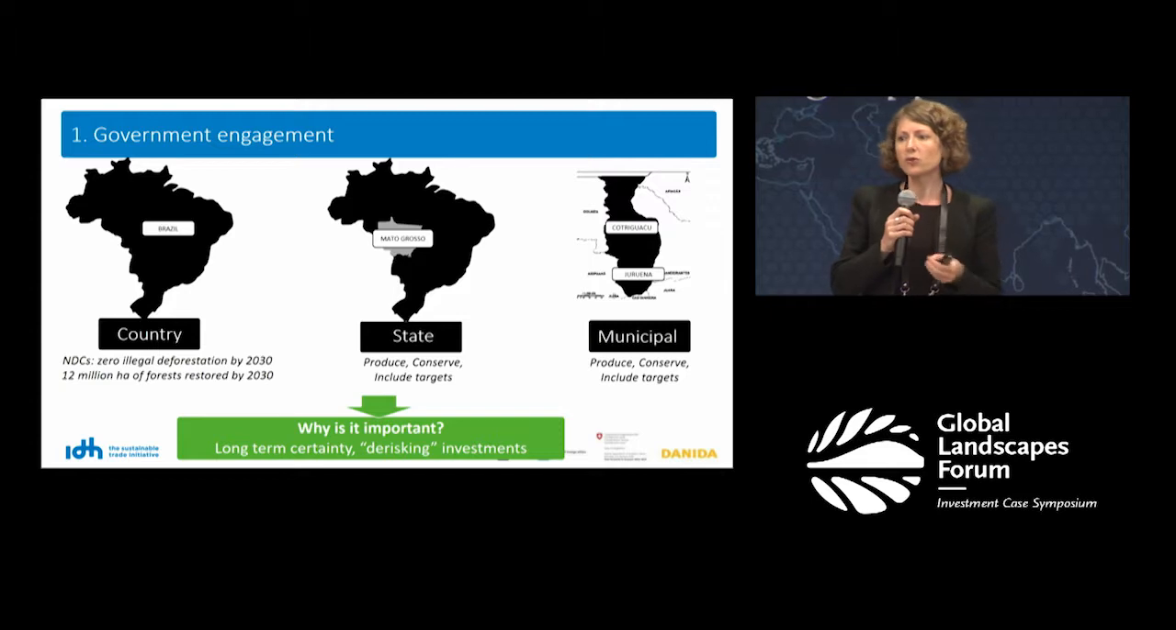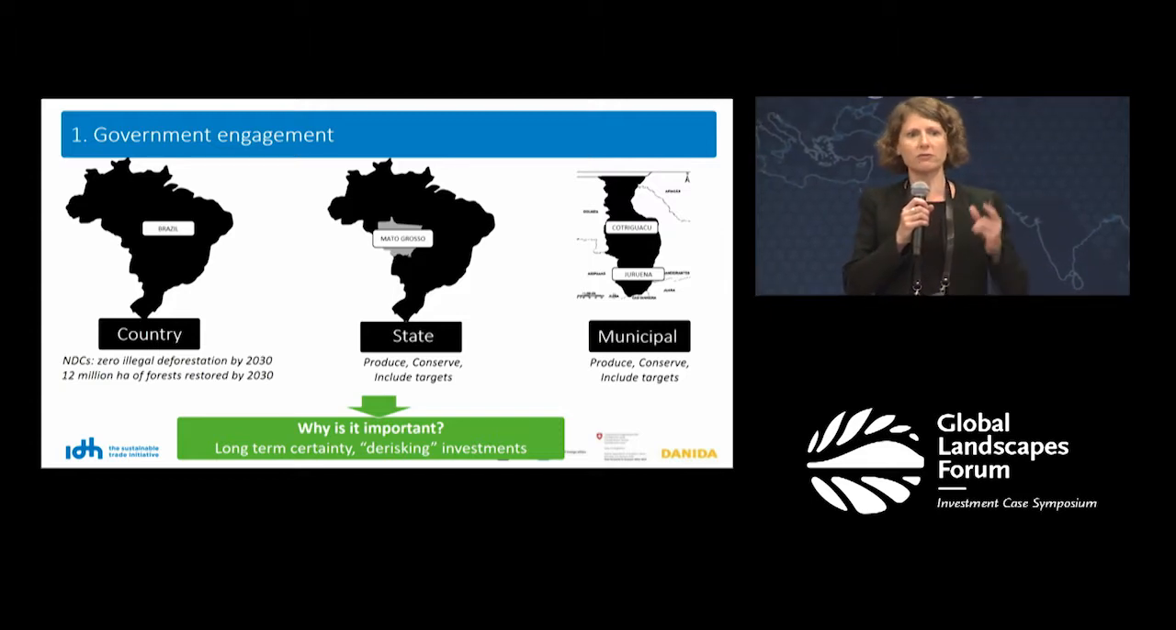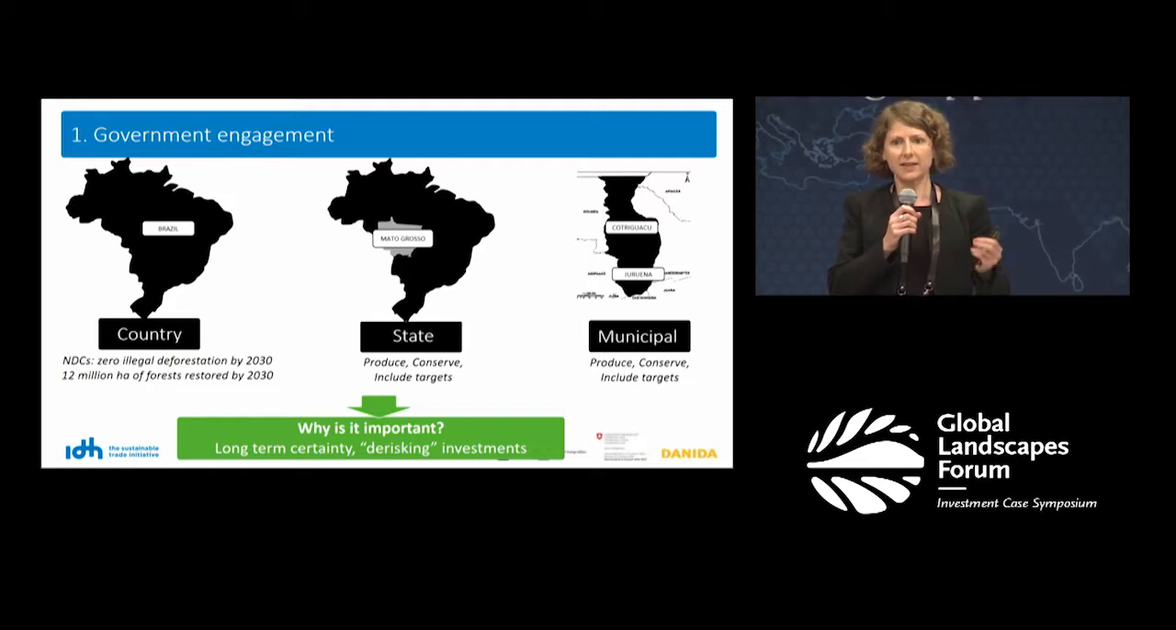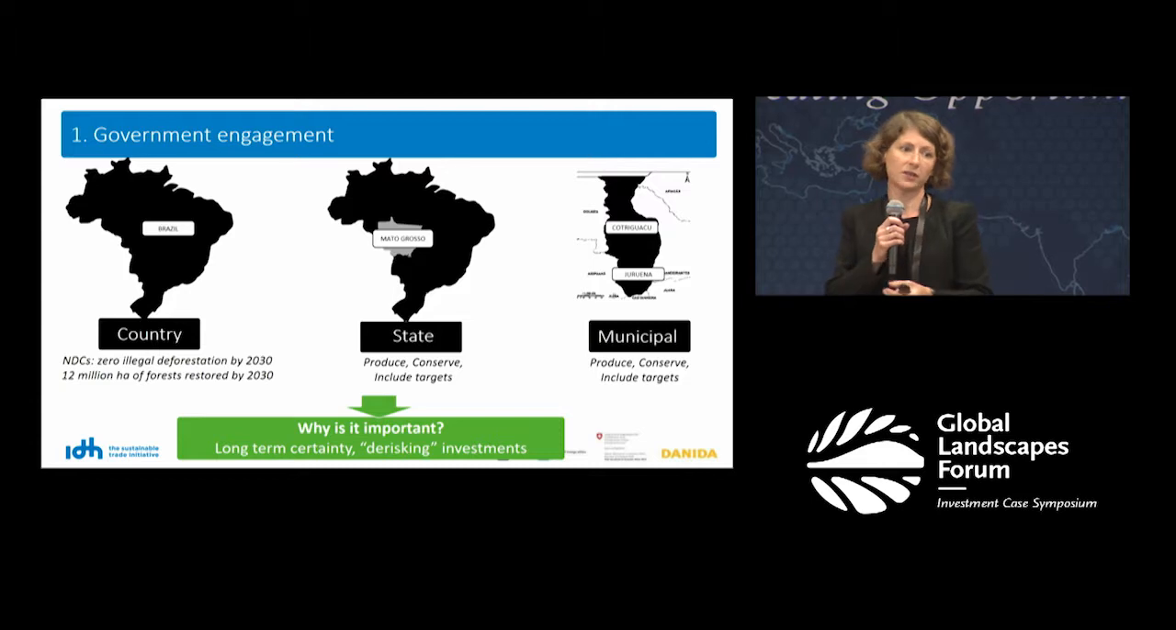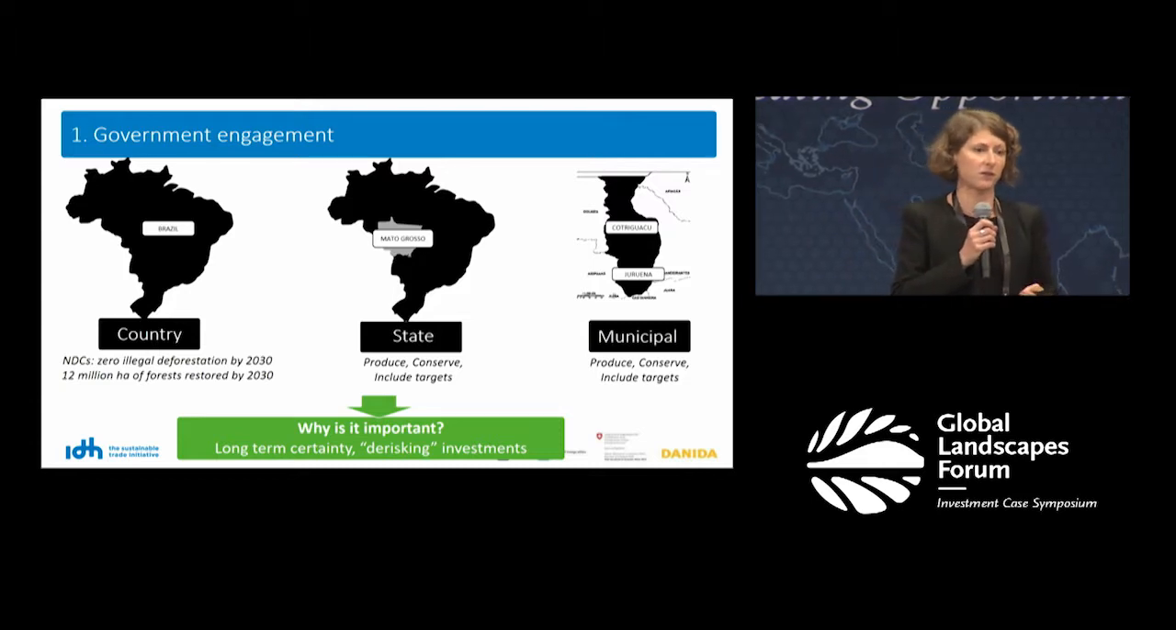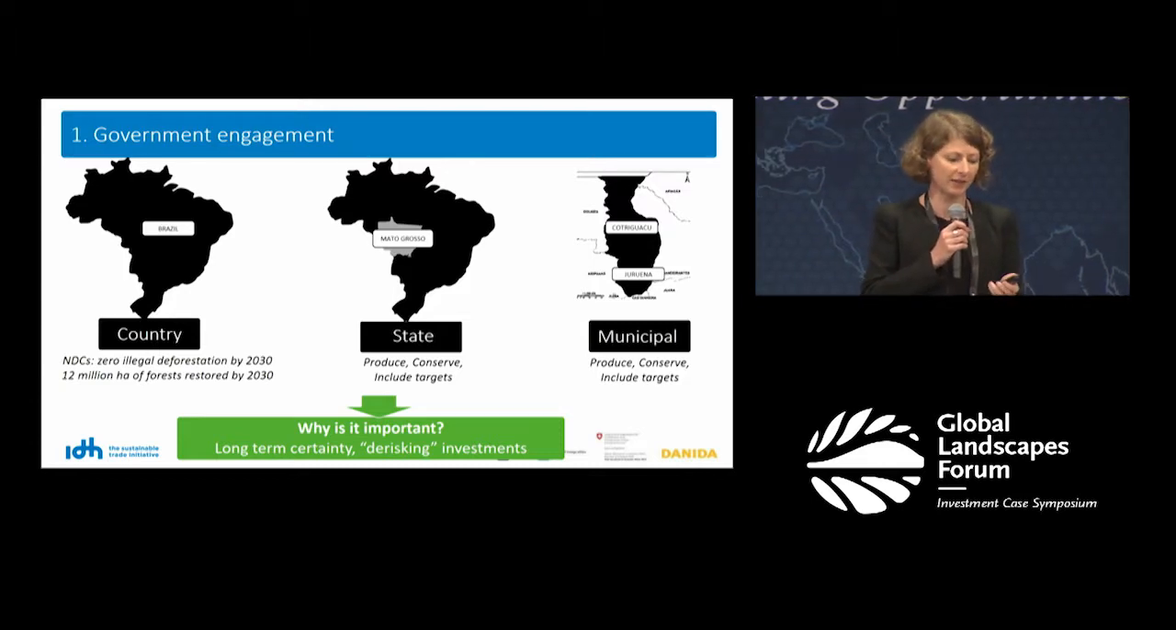Why is it important? Well, it gives long-term certainty. The fact that at a national level, at a provincial level, at a municipality level, there are sustainability targets means there's a pathway towards reaching the vision. And it's extremely important to de-risk the investments, to de-risk the landscape.